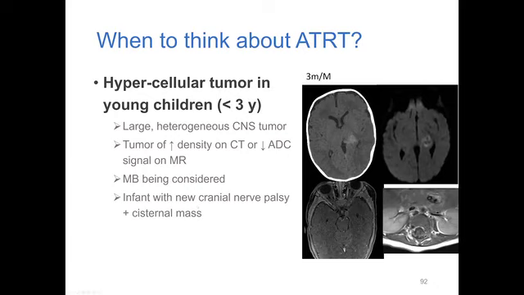And as I said, the tumor tends to have some leptomeningeal enhancement and also involve the cranial nerves. So if an infant presents with a cranial nerve palsy or some CSF space tumor, you also need to think about ATRT. This is one case.